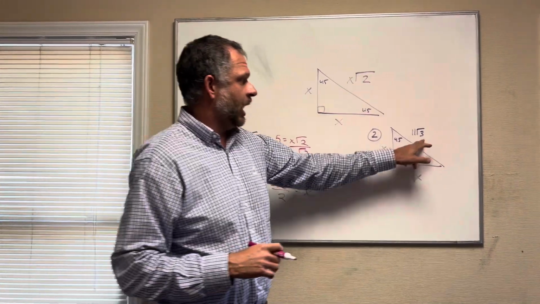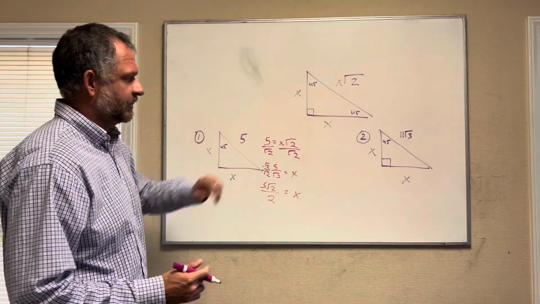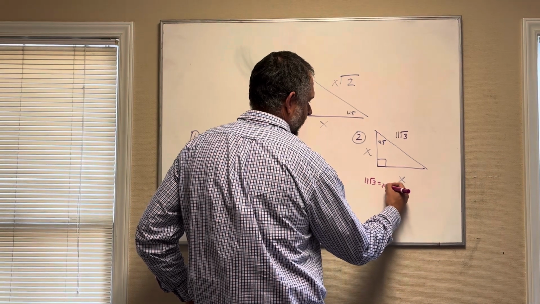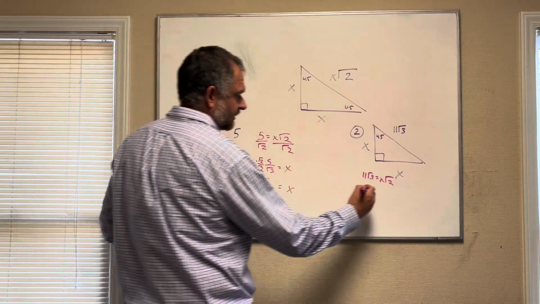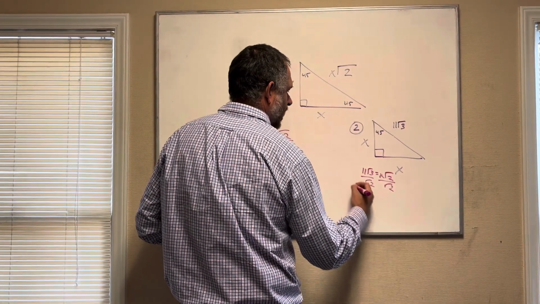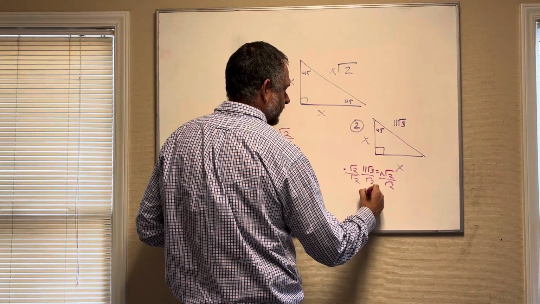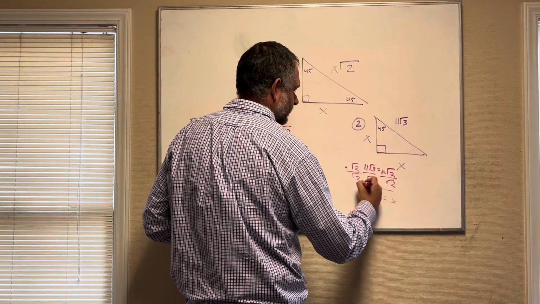Now you can get another complex one, like this hypotenuse is 11 root 3. We set up the same equation. 11 square root 3 is equal to x times the square root of 2. We solve the same way, we divide by root 2. Now we're going to rationalize by the square root of 2 over the square root of 2. And I'll get 11 root 6 over 2 is my x.